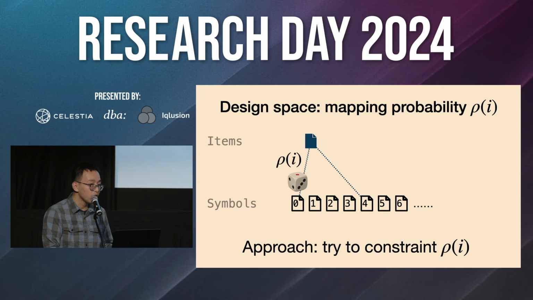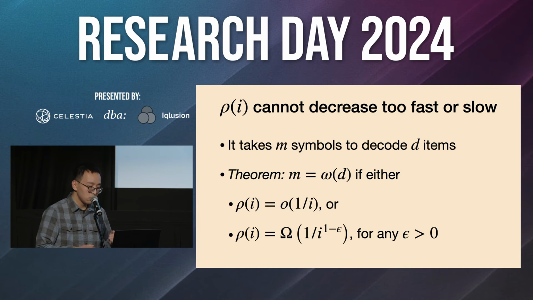So given any function rho i, we can analyze, theoretically, the resulting random graph between the items and the symbols. I will not dive into the math here, but in our paper, we mathematically prove that rho i must be inversely proportional to i. And what we actually did was to show the converse, right? If rho i turns out to be larger or smaller than 1 over i asymptotically, then the number of symbols m required to decode D items will be superlinear in D.